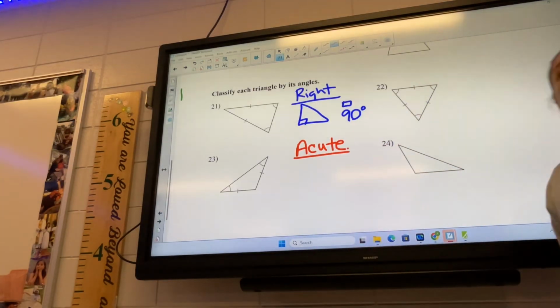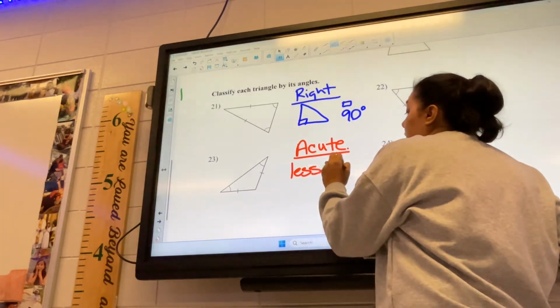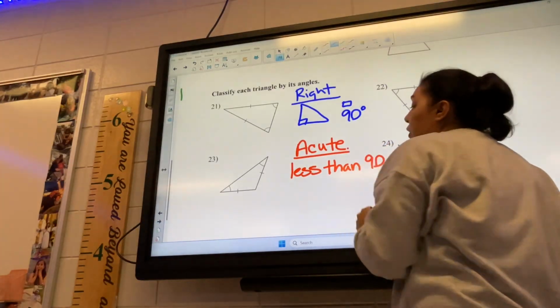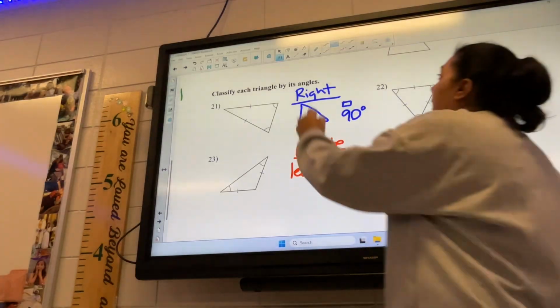Okay, and what is an acute? Acute is less than 90, okay? So I can't say 90, so it's really going to be an 89 or lower. It could be 89.99999, but can it be 90? No, because what's 90? Right. So it's got to be less than 90, but not 90. Okay? And it's going to look small. So it's called acute because it's like a cute little alligator mouth on the sides of the triangle.